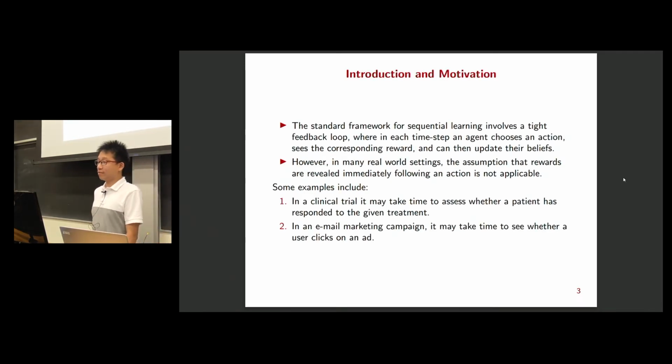So, introduction and motivation. The standard framework for sequential learning involves a tight feedback loop, where at each time step an agent chooses an action, sees the corresponding reward, and then updates their beliefs. However, in many real-world settings, the assumption that rewards are revealed immediately following an action is not applicable. I list two examples here. In a clinical trial, it may take time to assess whether a patient has responded to the given treatment. And in an email marketing campaign, it may take time to see whether a user clicks on an ad or not.